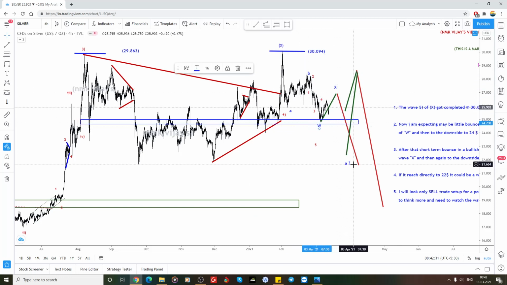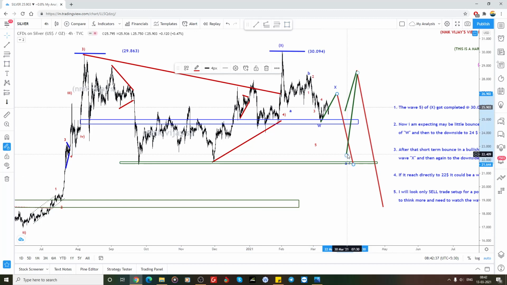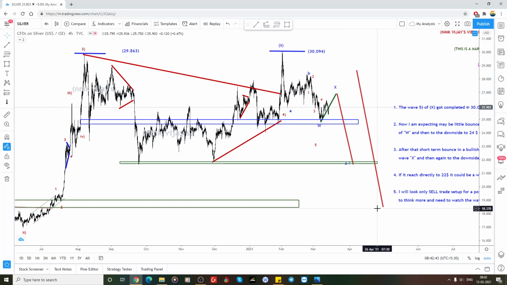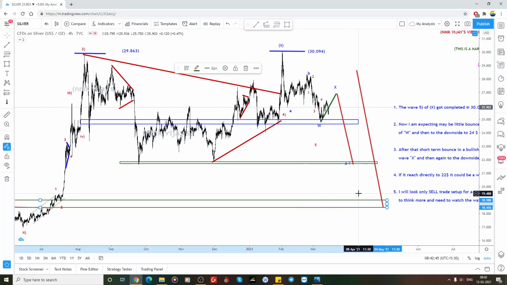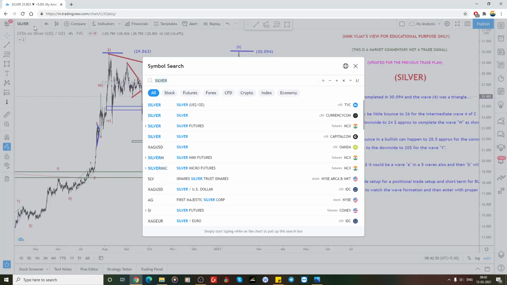Again A B C to reach this as a target 21,800. And if it is still bearish, it means a continuation of that X. So this is the Y, X and Z to this zone, the 19. So this is my view.